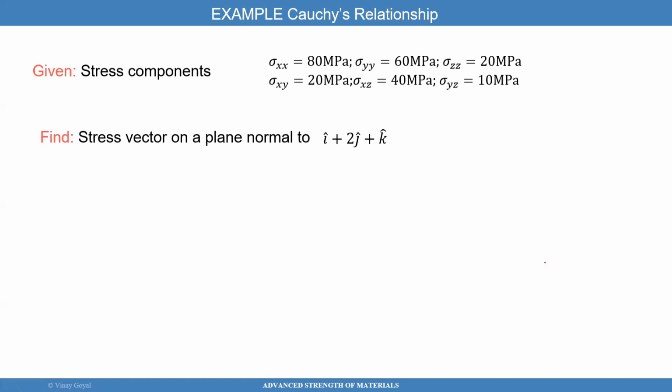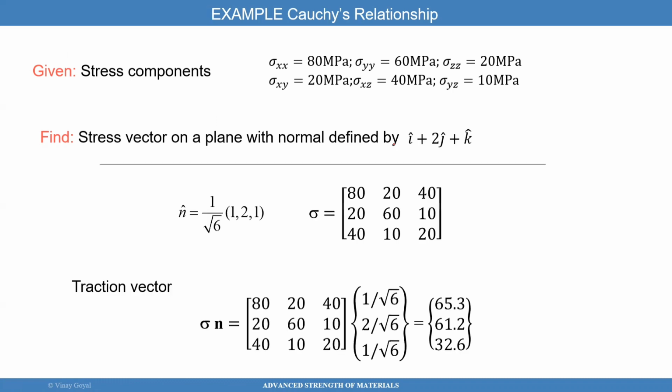This next example is looking at Cauchy's relationship, just as an example, so you guys can see how that's applied. So if I have stress components as shown here, and I want to find a stress vector on a plane with this normal to the oblique surface, I use Cauchy's relationship again. N is defined by this plane, but it needs to be a unit vector. So you have 1, 2, 1, and 1 squared plus 2 squared plus 1 squared is 6. So square root of 6 has to be in the denominator so that this becomes a unit vector.